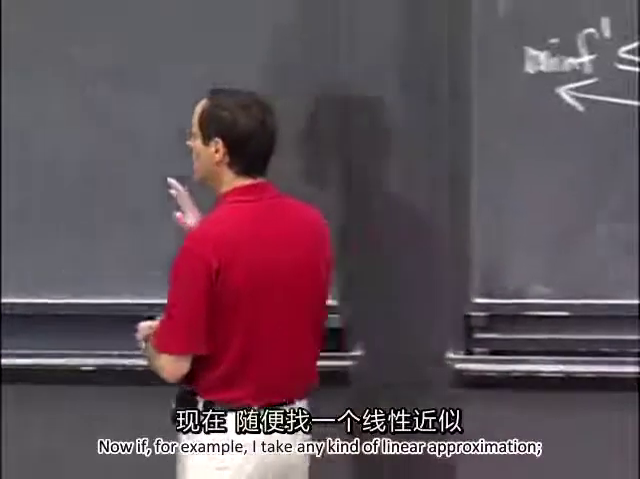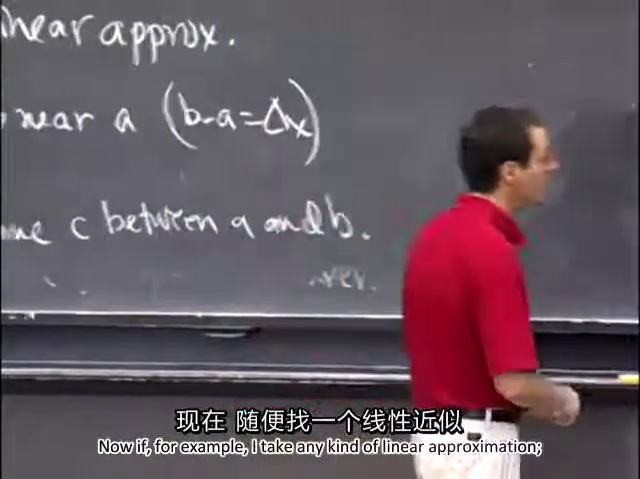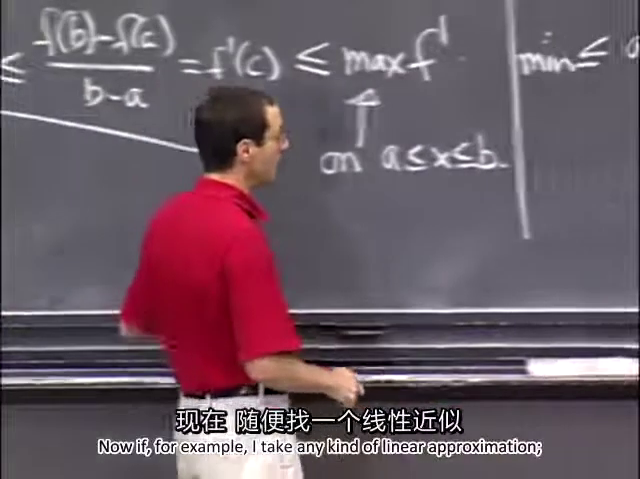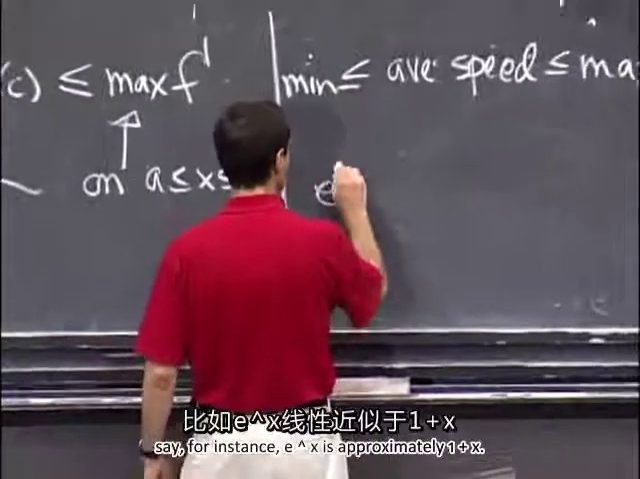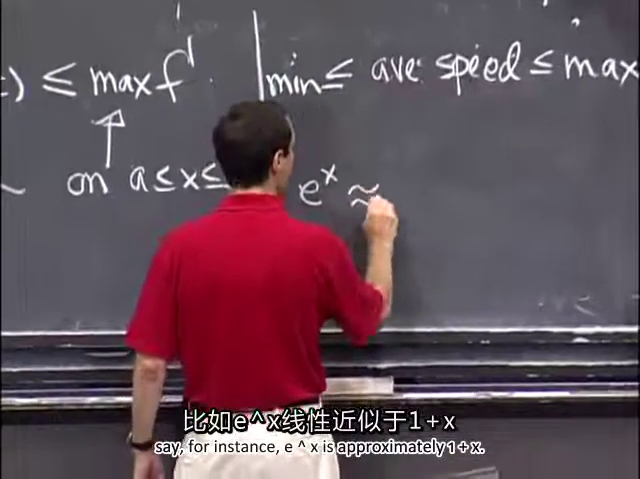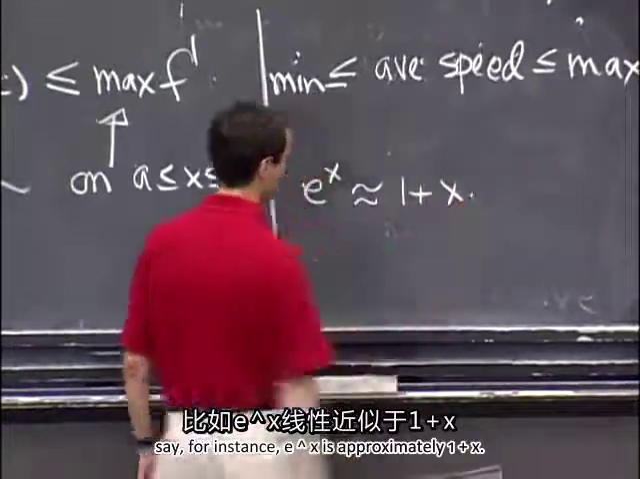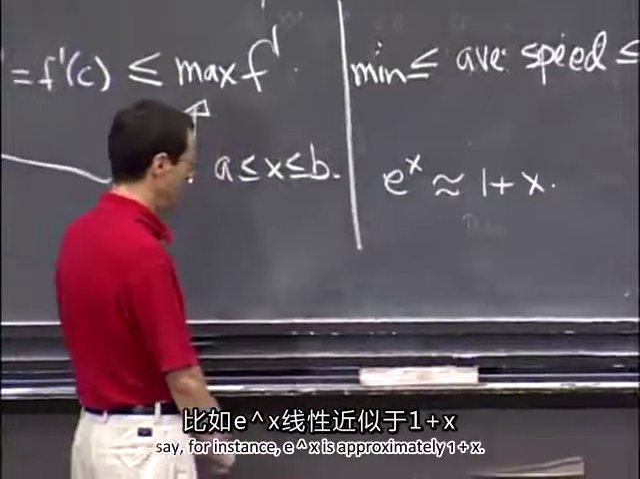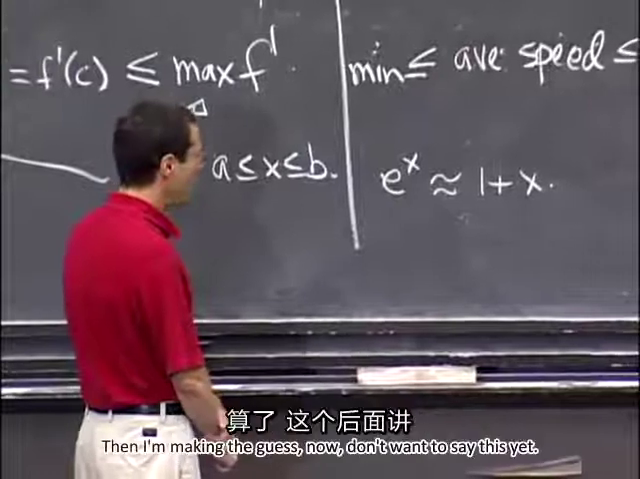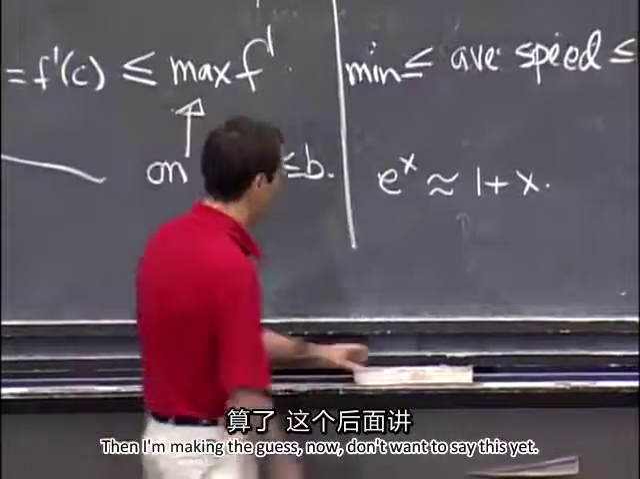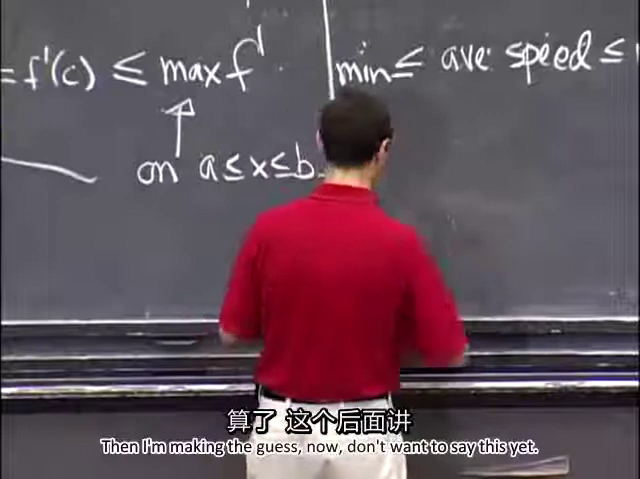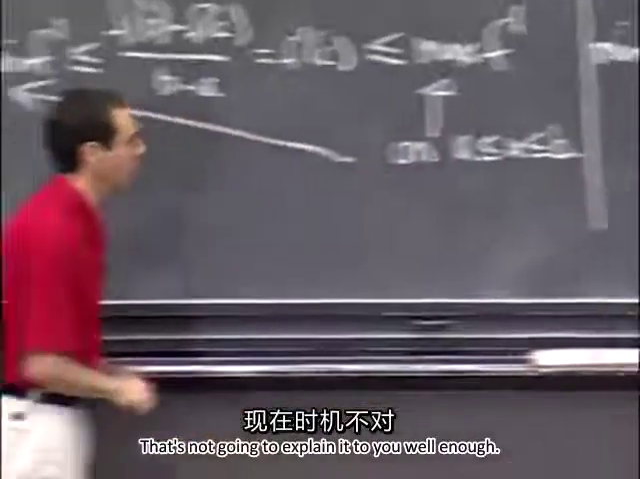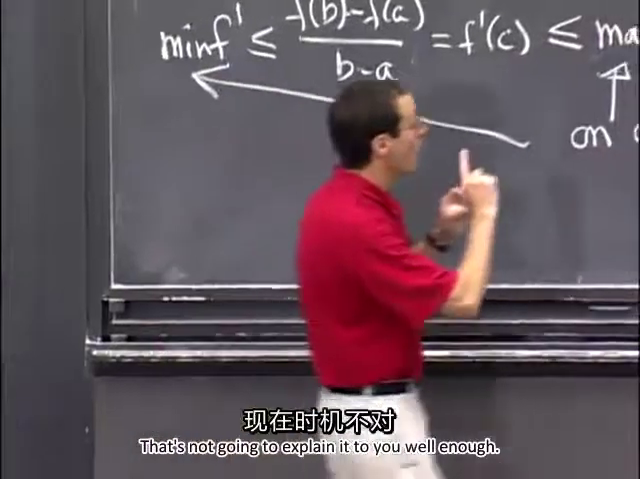Now, if, for example, I take any kind of linear approximation, say, for instance, e to the x is approximately 1 plus x, then I'm making the guess. Now, no, I don't want to say this yet. That's not going to explain it to you well enough.